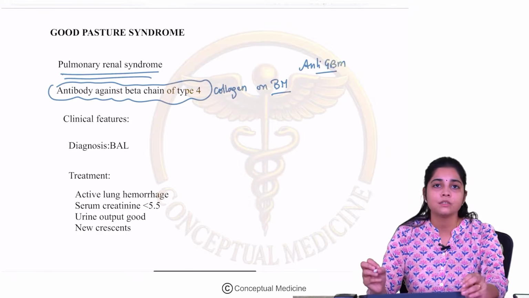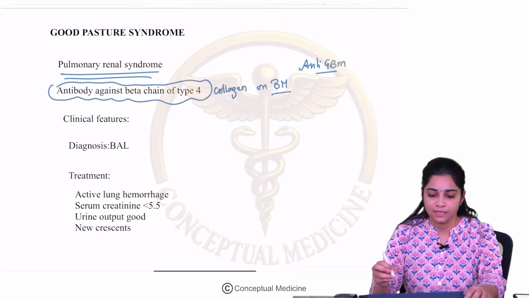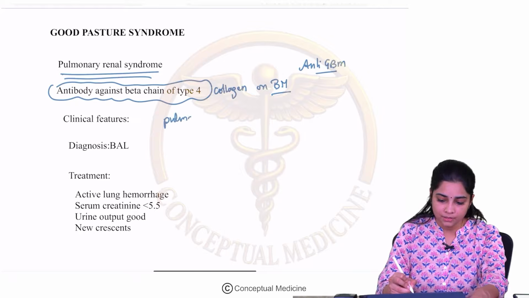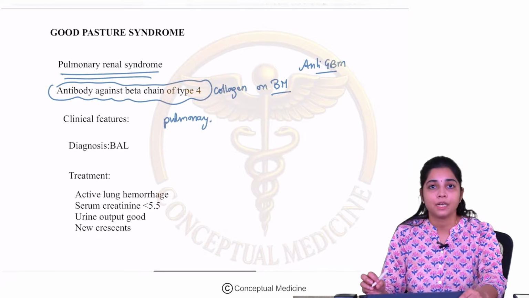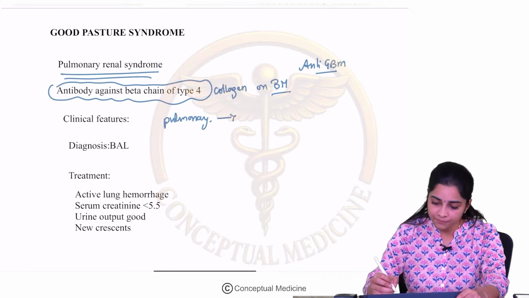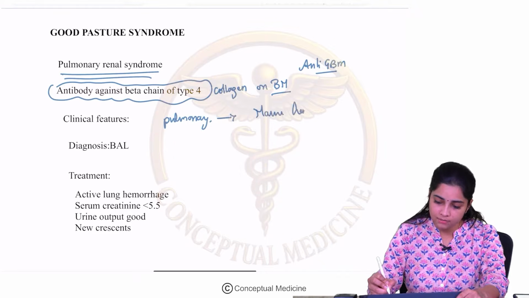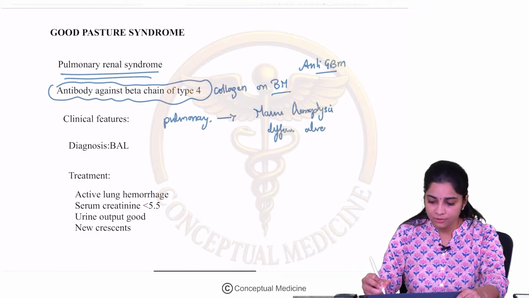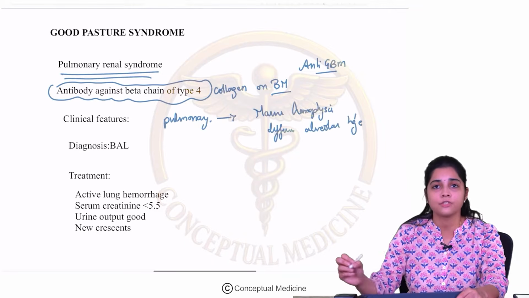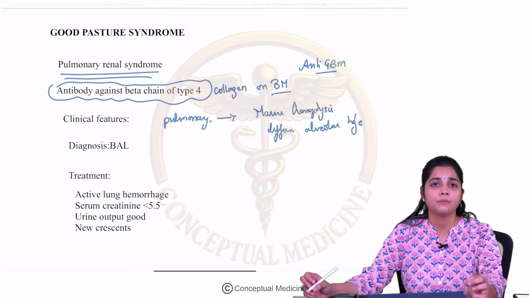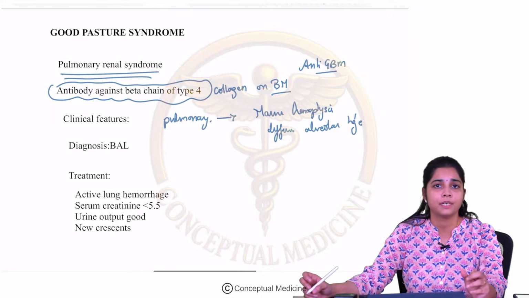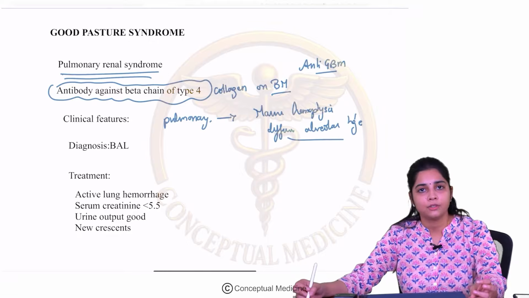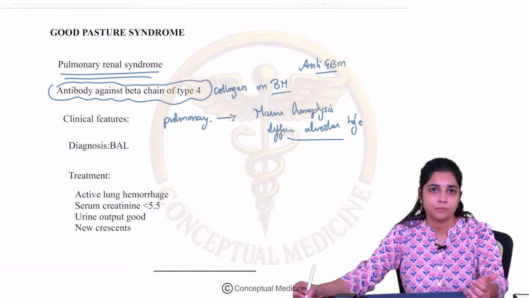Why is it called a pulmonary renal syndrome? Because you have pulmonary as well as renal involvement. What is the pulmonary component? The pulmonary component is that this can have a massive hemoptysis, because of a process that we call diffuse alveolar hemorrhage. The antibodies formed against the glomerular basement membrane can be directed against the pulmonary basement membrane as well and can result in bleeding into the alveoli. This is diffuse alveolar hemorrhage, and the patient can present with massive hemoptysis.